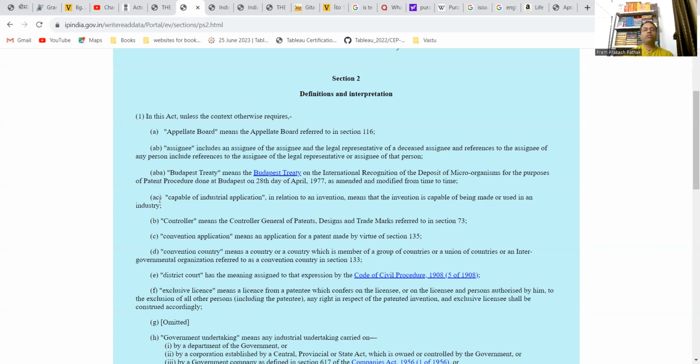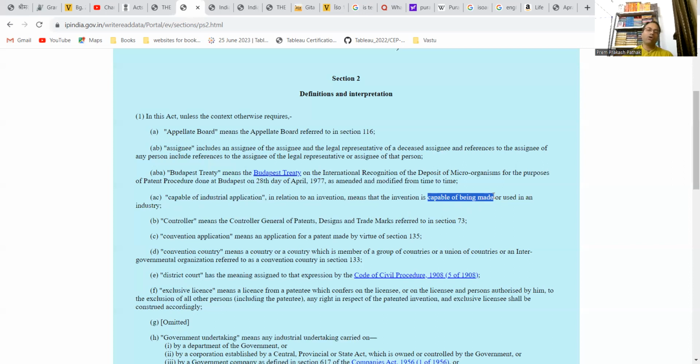So what does this mean by capable of industrial application? With relation to the invention, it is only talking about the inventive part. So whatever invention we are claiming, that should be capable of what? Two things: being made or used in an industry. It should be able to produce, it should be able to be made in the industry, or it should be used in an industry.